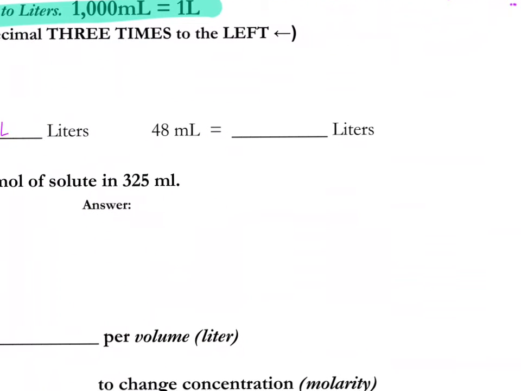All right, and looking at the last one here, I've got 48 milliliters. So either 48 divided by 1,000 will give you your answer, or you move your decimal 3 places to the left. 1, 2, 3. My decimal goes here, which gives me a value of 0.048 liters.